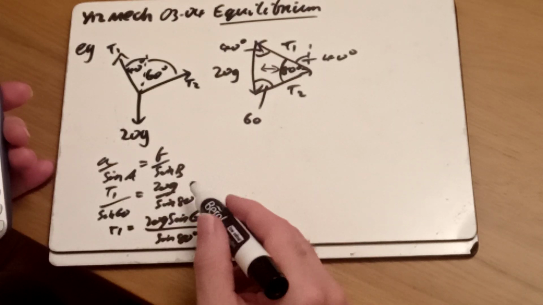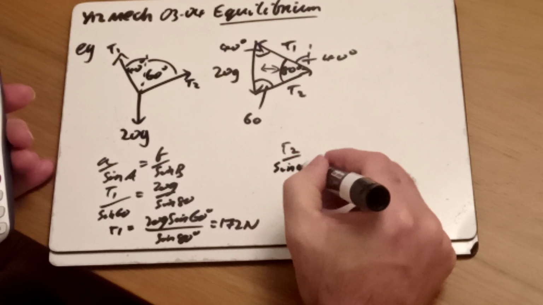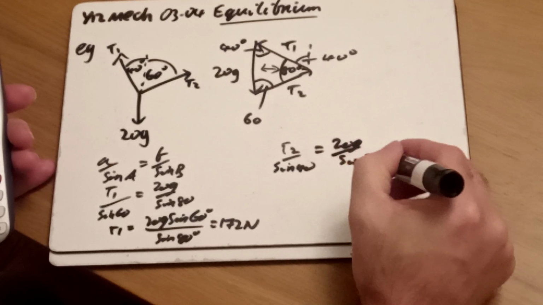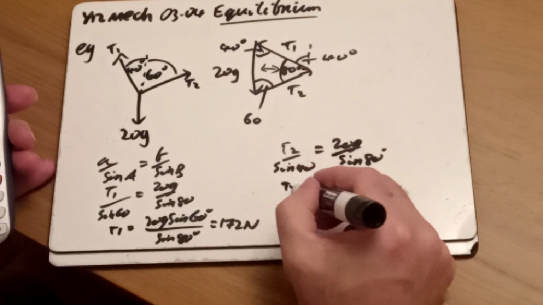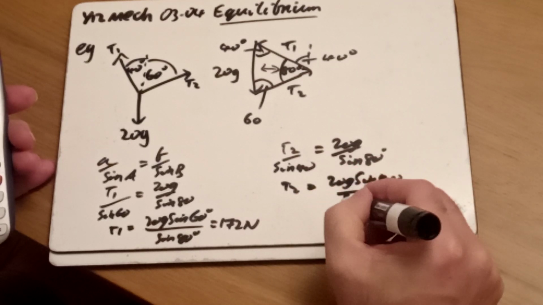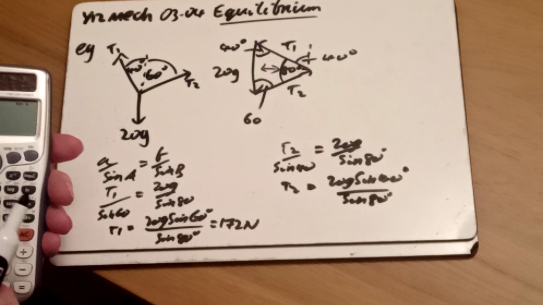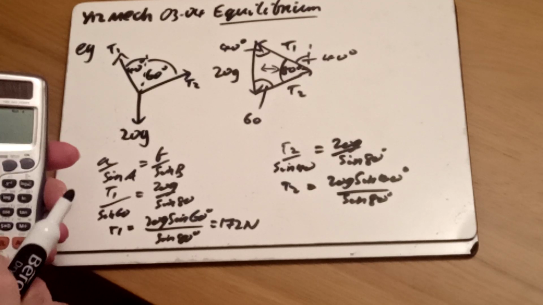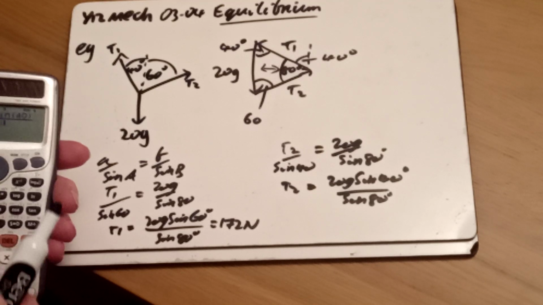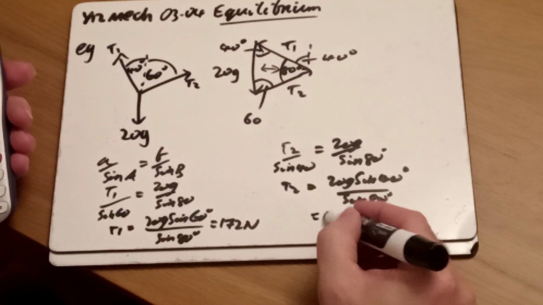Do the same thing to find T2. So it's T2 over sine 40 equals 20g over sine 80. So T2 is 20g sine 40 over sine 80. Don't forget these are in degrees. So fraction button, 20 times 9.8 times sine 40, close bracket, divide by sine 80, close bracket again, 127.9, 128 newtons.